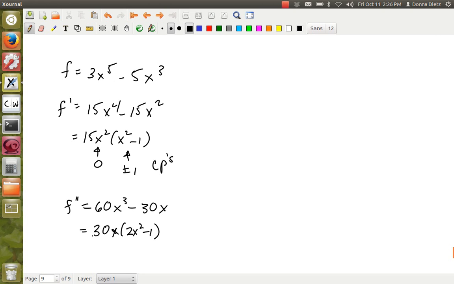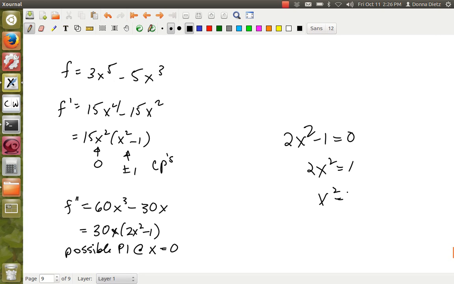So we get a possible point of inflection at x equals 0. And what's the other thing? 2x squared minus 1 is equal to 0. 2x squared is equal to 1. x squared is equal to 1/2. x is equal to plus and minus square root of 1/2. Okay? So that's how we do that.